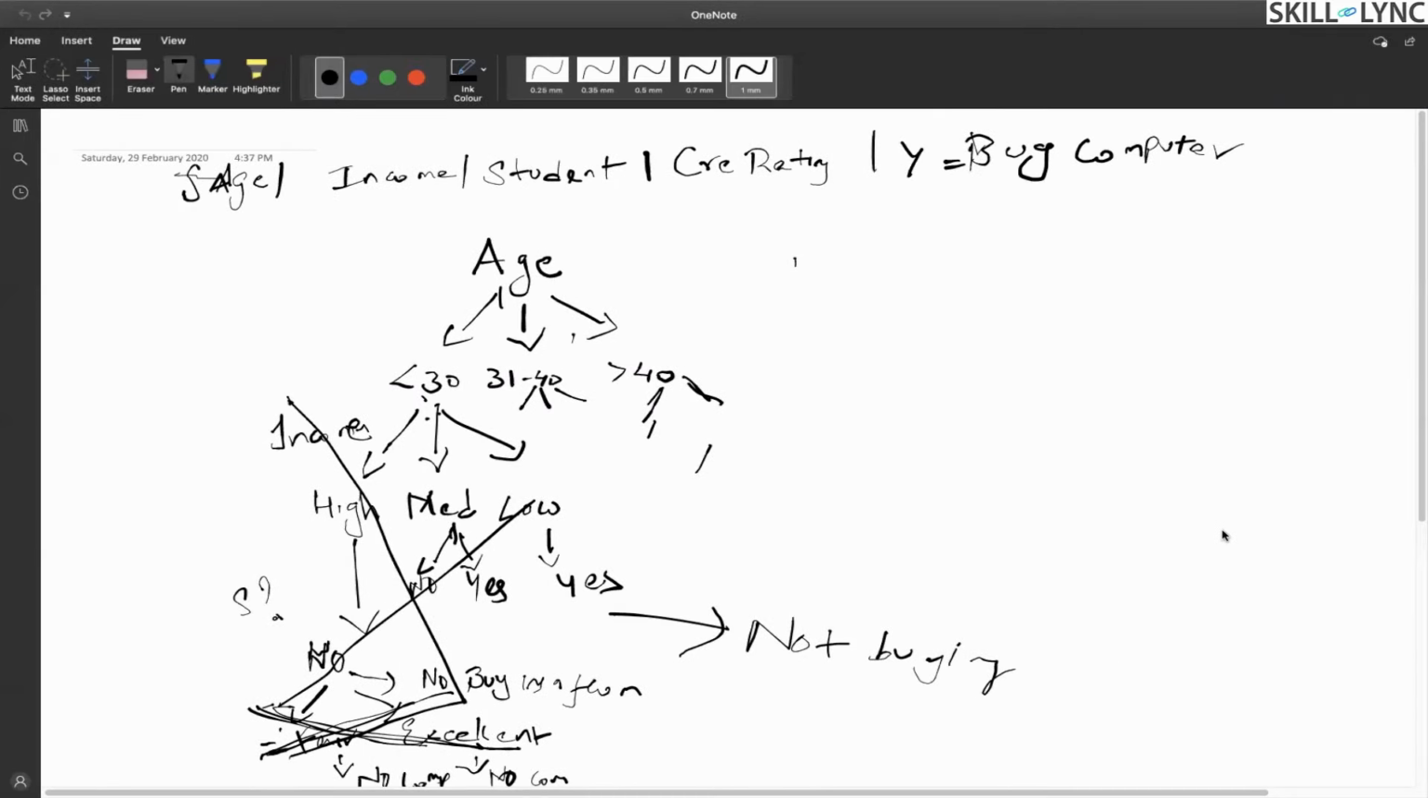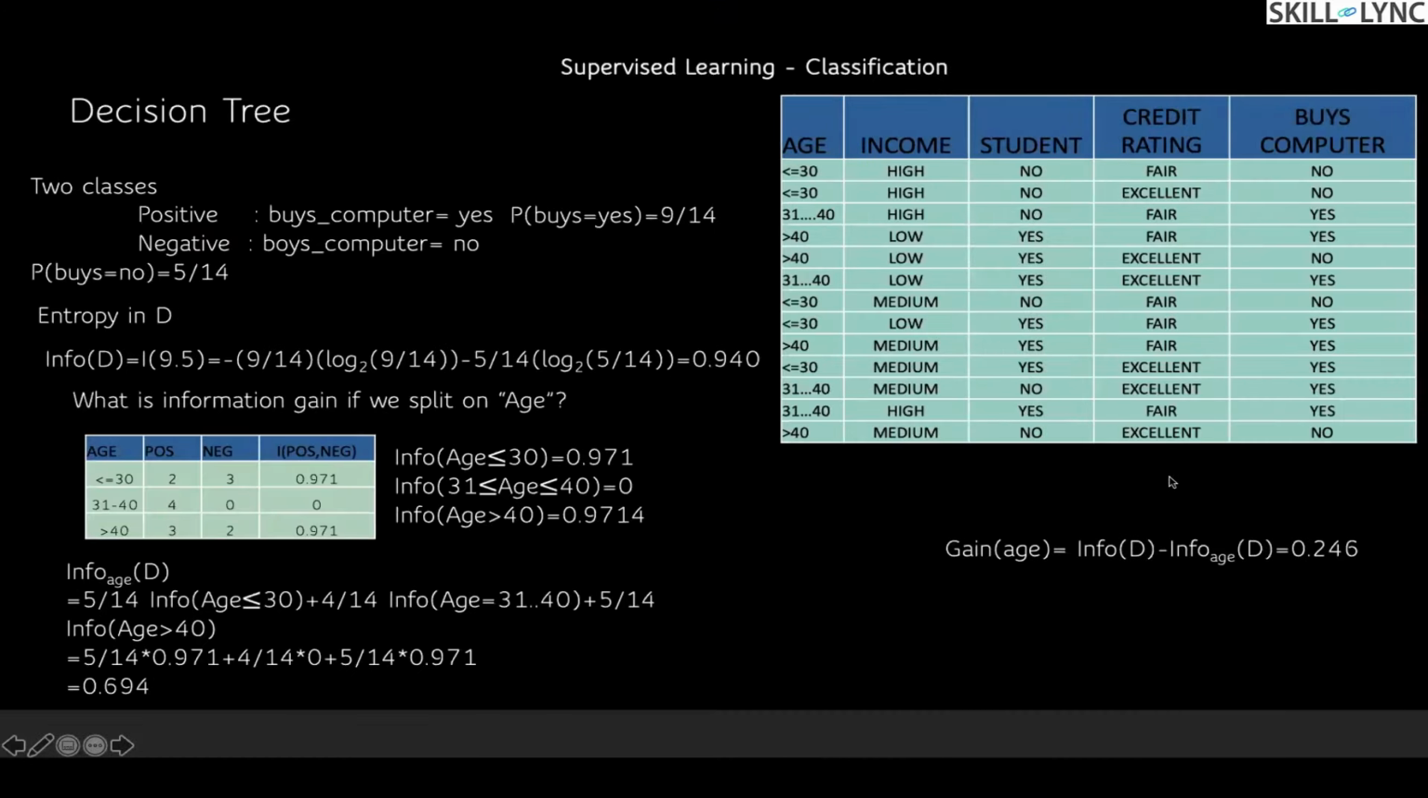But how does it do that? Let's look at the mathematics behind it. Now we have two classes: buying a computer, not buying a computer. We have 14 records. Probability of buying a computer with yes is 9 by 14. Probability of not buying a computer is 5 by 14. Did you understand this part?